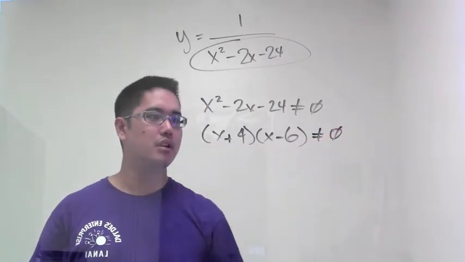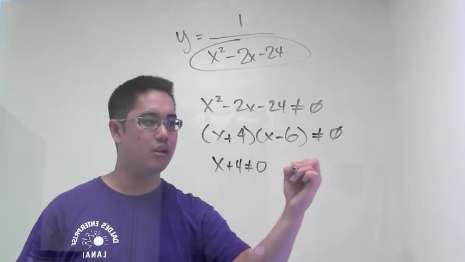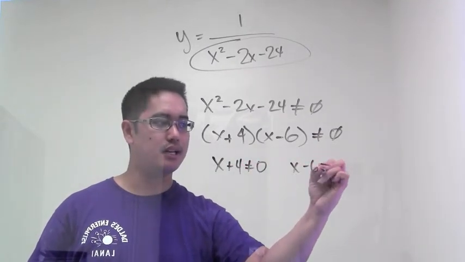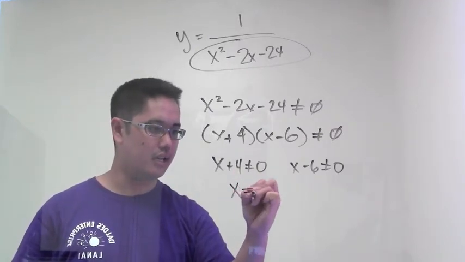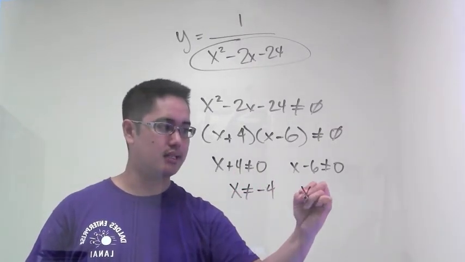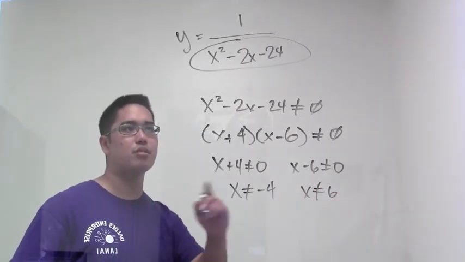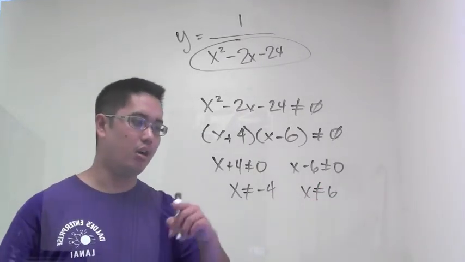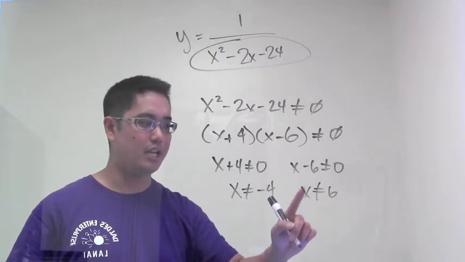Cannot equal 0. So therefore, either x plus 4 cannot equal 0, or x minus 6 cannot equal 0. And then you can have x cannot equal negative 4, and x cannot equal 6. That is your domain. Your domain is all the numbers except x not equal to negative 4 and x not equal to 6.